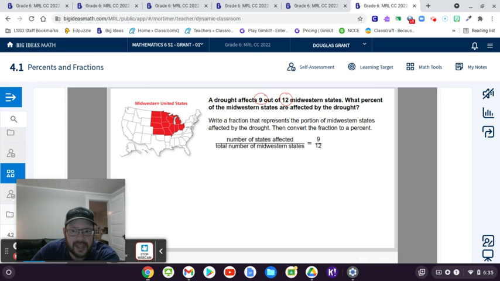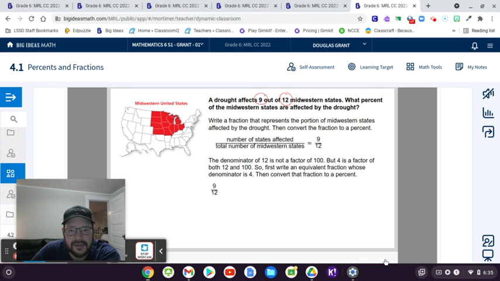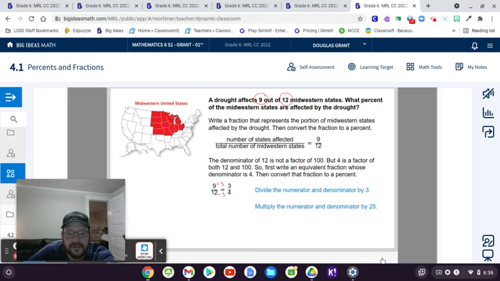Okay, so simplify 9/12. You simplify 9/12 and you end up with 3/4. Now 3/4 is easy to turn into hundredths. So what do you have to do to the top and bottom to turn this into out of 100? Okay, so you're going to multiply both the top and bottom by 25, and then you end up getting 75 out of 100, which means it is 75%.